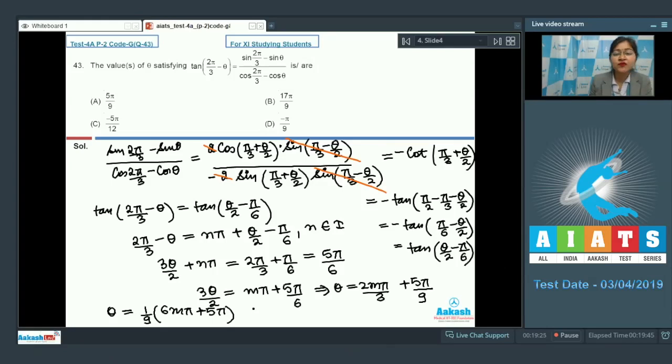Let us put different values of m to get different values of theta. So let us put m equal to 1. So we'll get theta equal to 11 pi by 9.